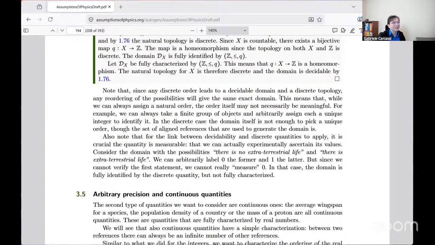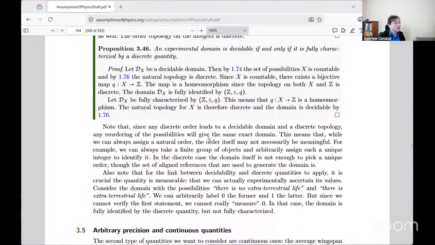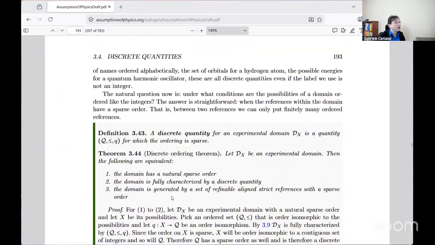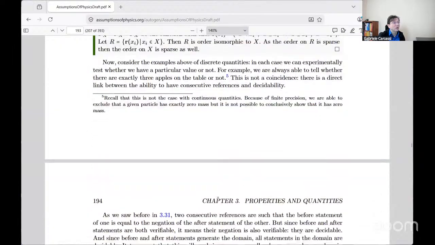So it's not true that the topology only captures experimental verifiability, and that's it. And so again, what is important here is this idea that it's the quantity that is telling you what the ordering is, or there is an order put on the domain. But you have to know what the order is. It's not something that you can recover from the topology.